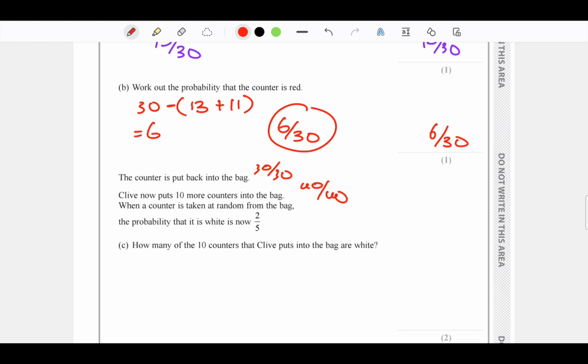So now we know the probability of white is, I can't write with white. So 2 out of 5, which is the probability of white. Therefore, 2 out of 5, we're going to times with 40, the total number of counters now, which would give us a total of 16 white counters.